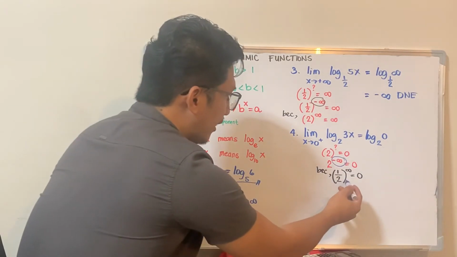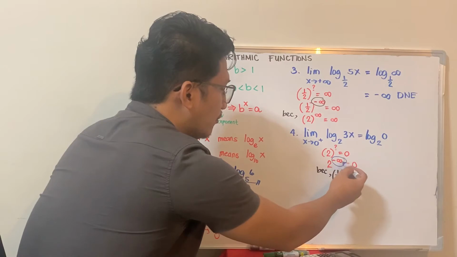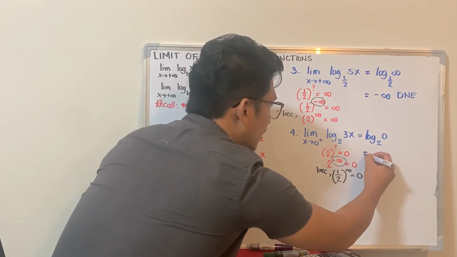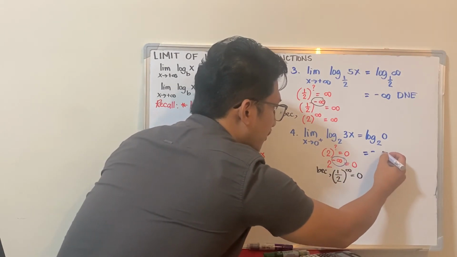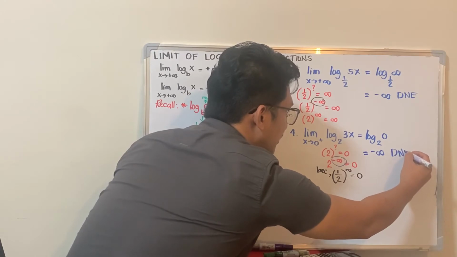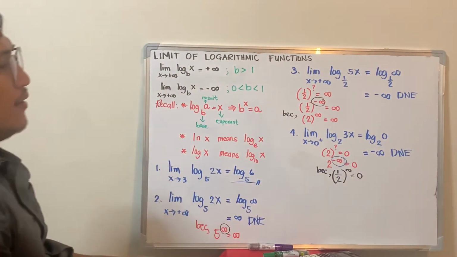This is the reason, the true format or equation. So negative infinity is our answer. It should be negative infinity as the exponent. So again, same story, it does not exist. Okay?